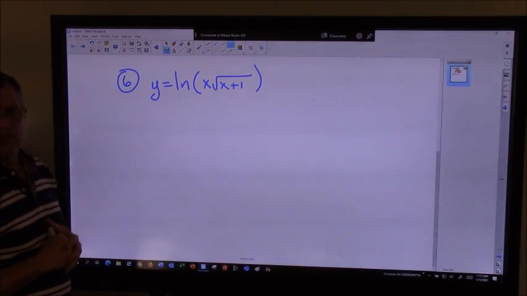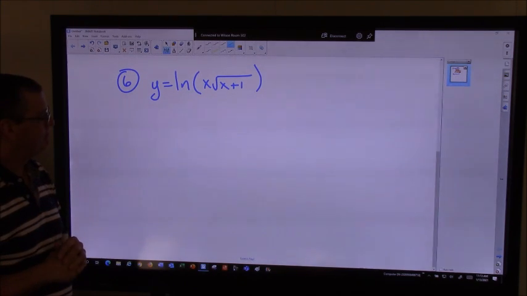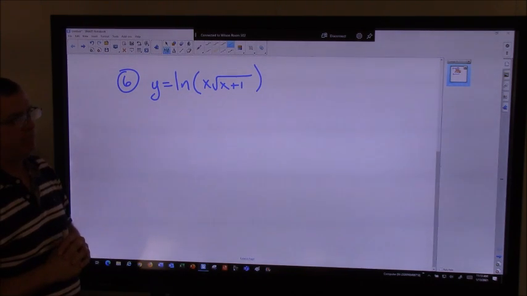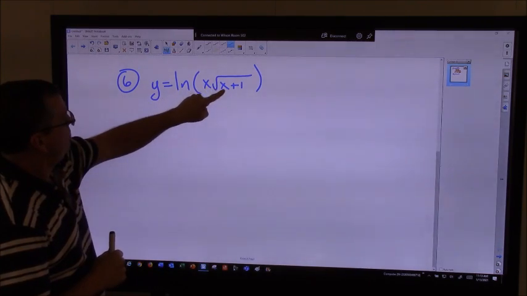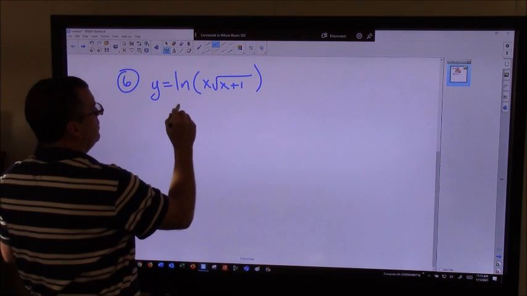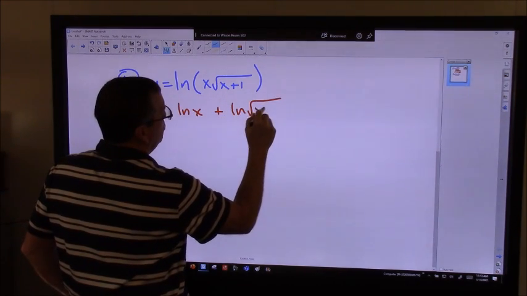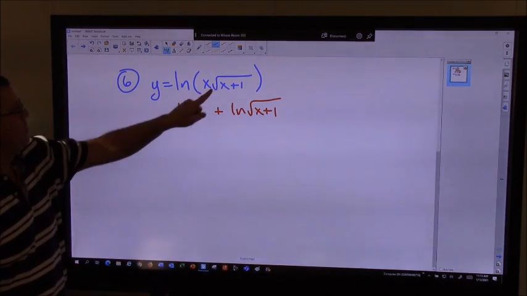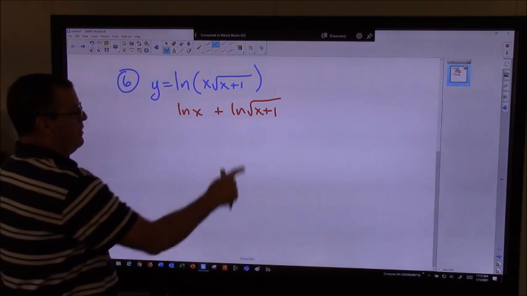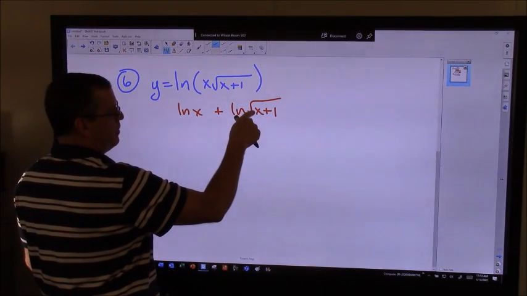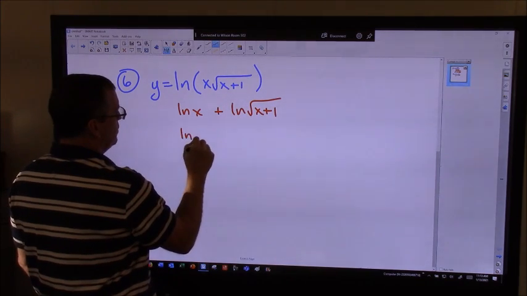All right, so same thing. We're still trying to find the derivative. You guys see if you can do that. All right, so first of all, I see that I'm multiplying two things here. So I'm going to rewrite this as natural log of x plus natural log of the square root of x plus 1. Right? When you multiply with exponents, you add those exponents. And then I'm going to do the same thing I just did on the previous problem here. I'm going to think of that as (x plus 1) to the 1/2, and I'll bring that 1/2 down in front.